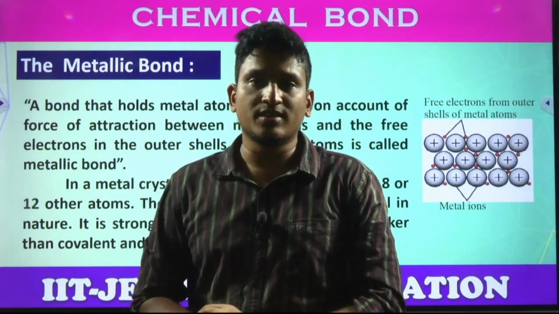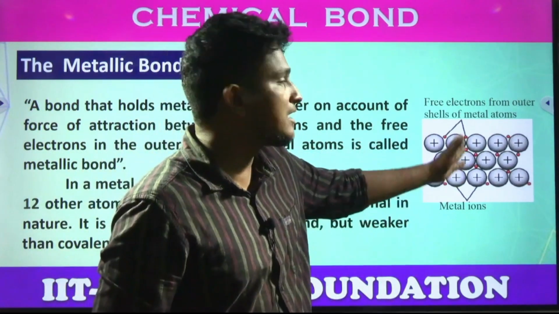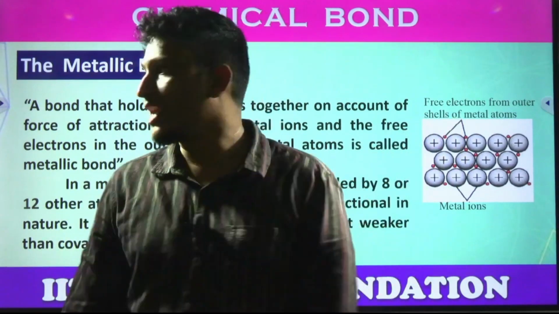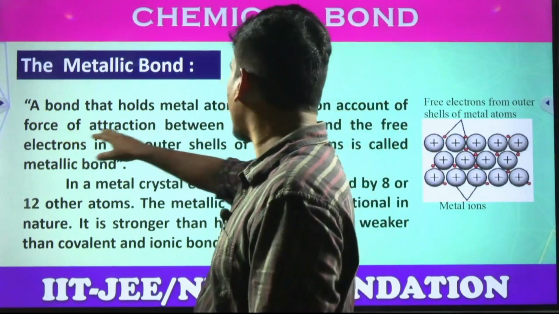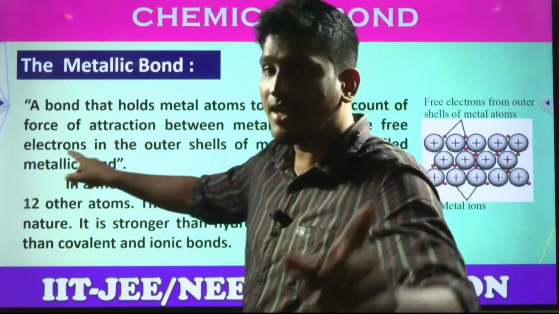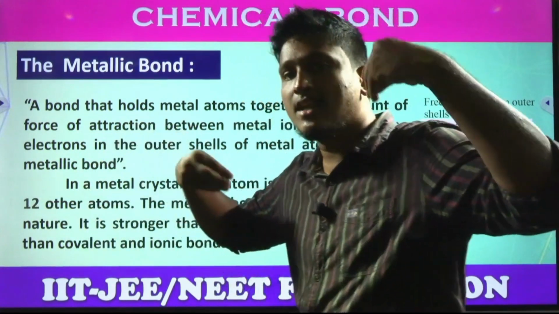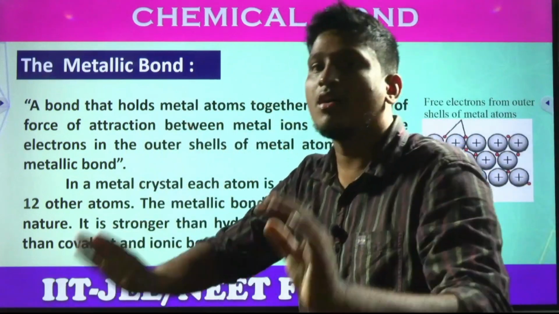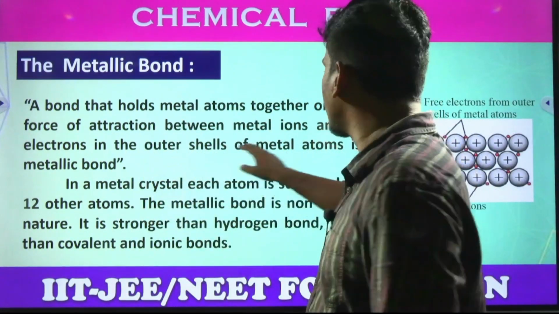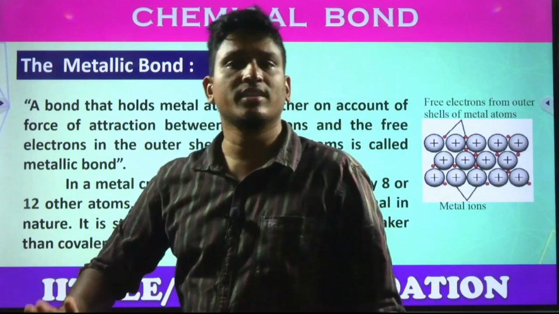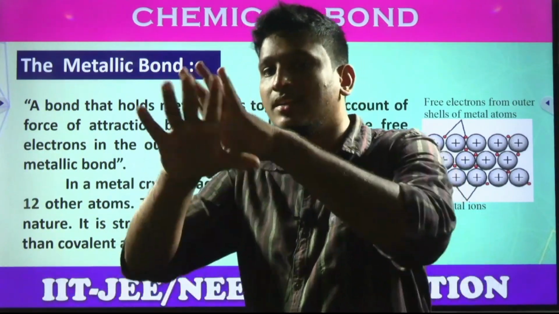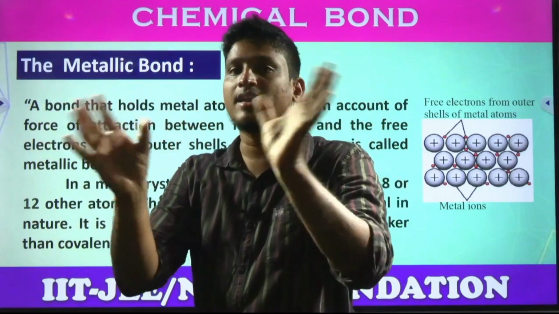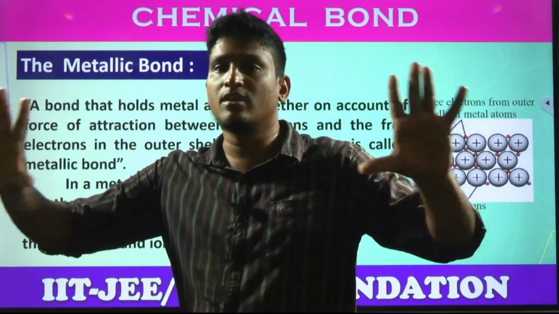Got the clarity, students? So this attraction between the electrons and the positive kernel is called metallic bonding. A bond that holds metal atoms together on account of the force of attraction between the metal ions and the free electrons. What are free electrons? The valence electrons of metal which are in the lost condition in the outer shells of the metal atom. They are associated with the metal atoms only, but not only to one atom. They are associated like a group, like a complete mesh kind of arrangement.